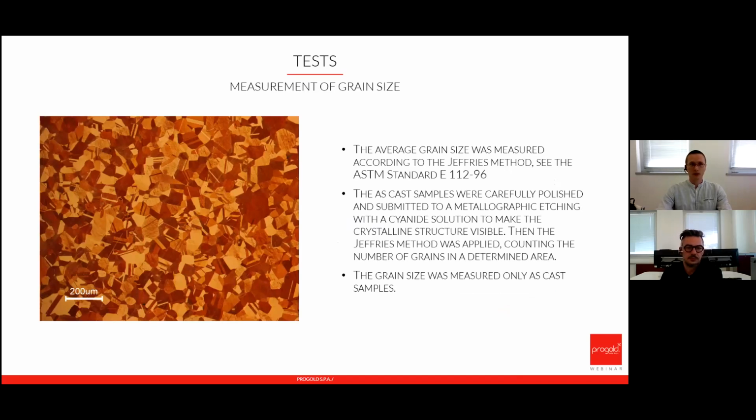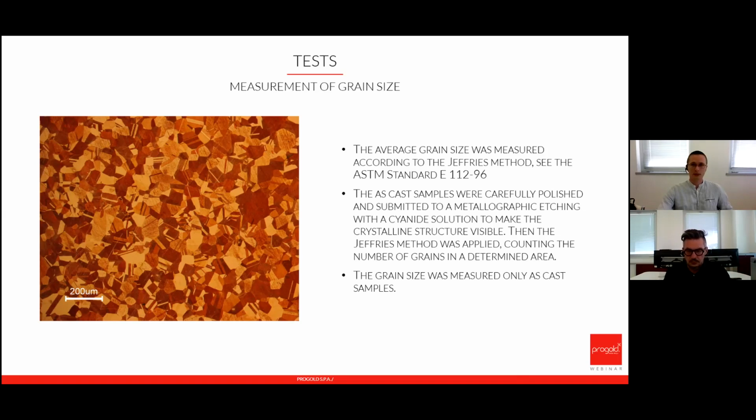Then we measure the grain size for all the alloys. The grain size of the material is obtained by polishing the sample and then etching it with cyanide solution to make the crystalline structure visible. Then we count the grains by using the Jeffries method, that is a standard method. These tests help us to determine, as we say, the grain size.